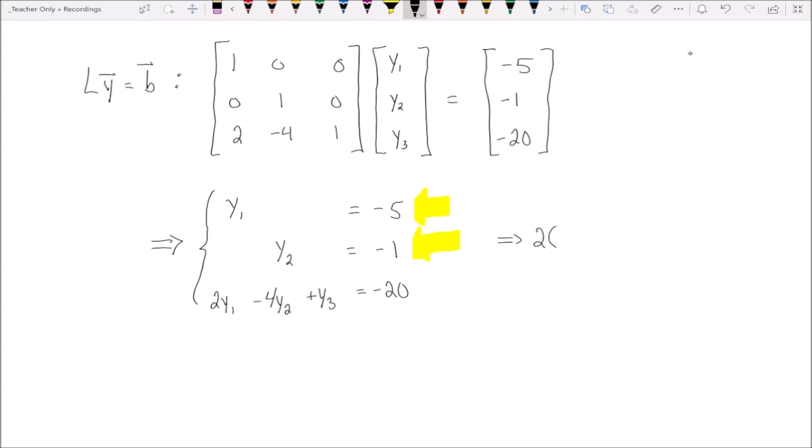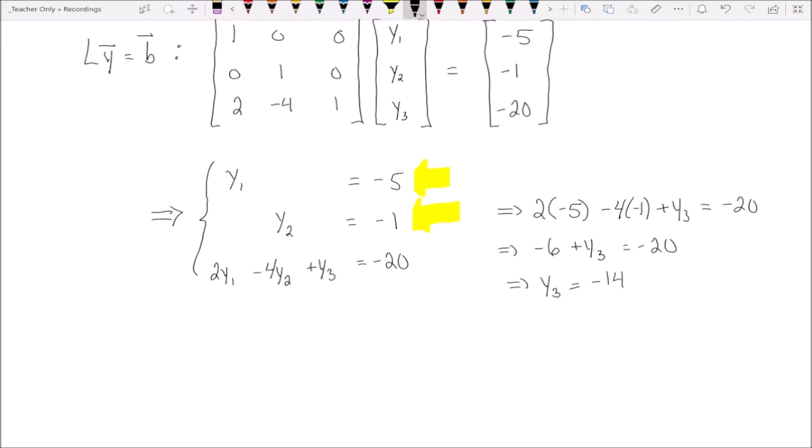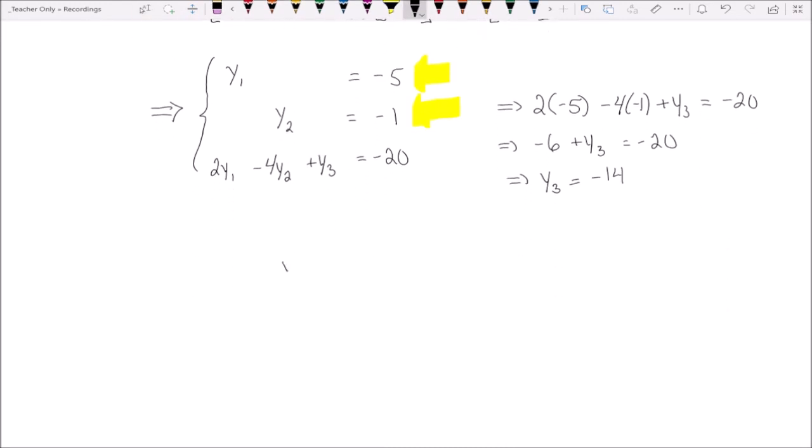We get 2 times negative 5 minus 4 times negative 1 plus y3 has to equal negative 20. Right, we get negative 10 plus 4, which is negative 6, plus y3 is negative 20. And so therefore y3 is negative 14. So our y vector is the vector negative 5, negative 1, negative 14.